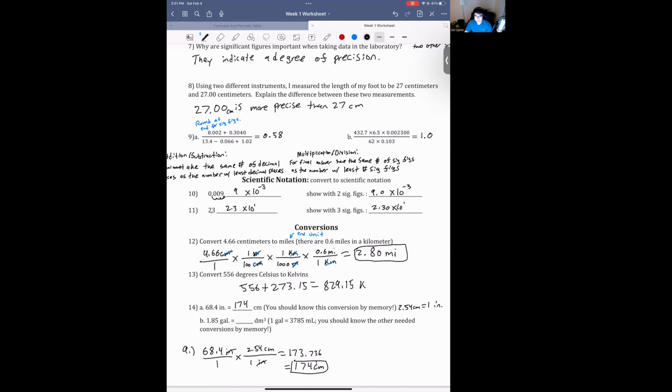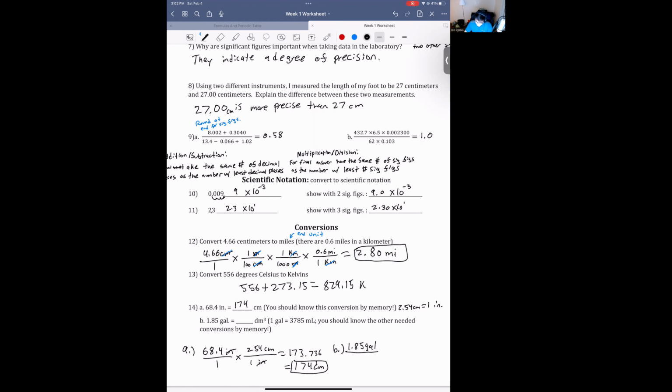All right, B says you have 1.85 gallons, right? And you want to convert this into decimeters cubed. So how do you do it? Right, what you want to do is this. You start with your gallons and you're given a conversion, right? You're given the conversion from 1 gallon to 3,785 milliliters. Let's do that first.